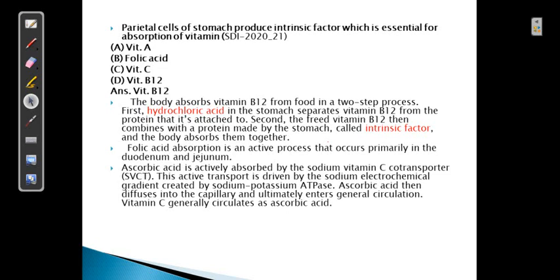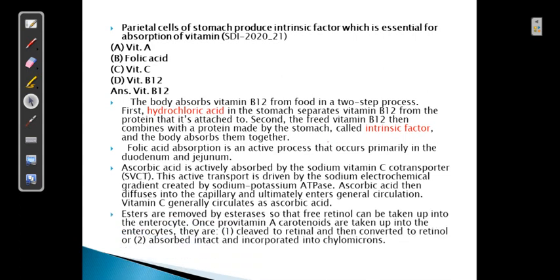Ascorbic acid is actively absorbed by the sodium vitamin C co-transporter. This is an example of secondary active transport. It is driven by the sodium electrochemical gradient created by sodium-potassium ATPase. Ascorbic acid then diffuses into the capillary and ultimately enters the general circulation. So vitamin C generally circulates as ascorbic acid.